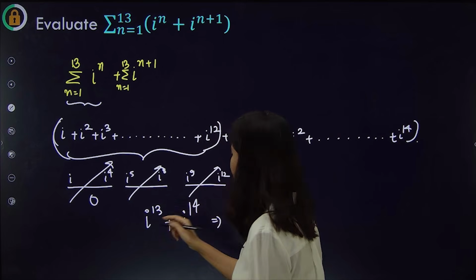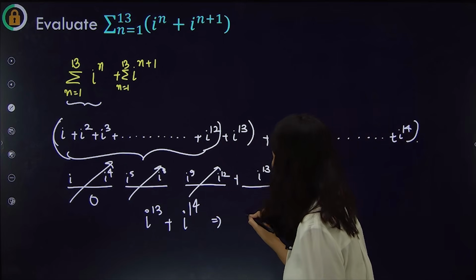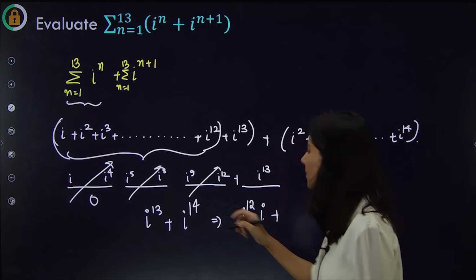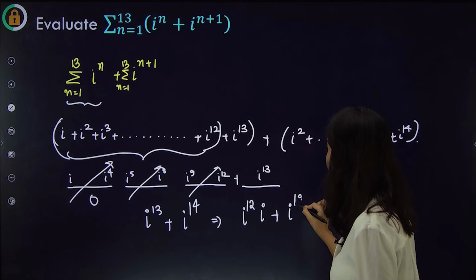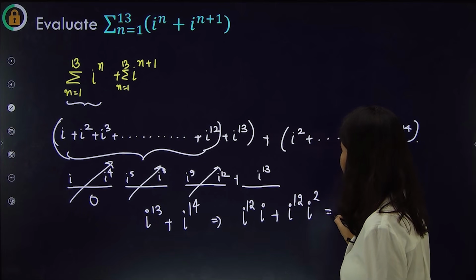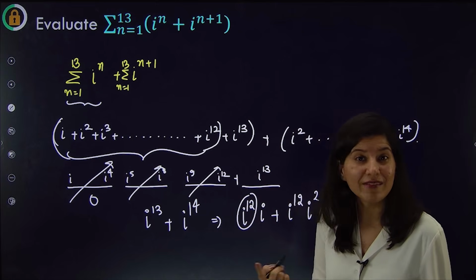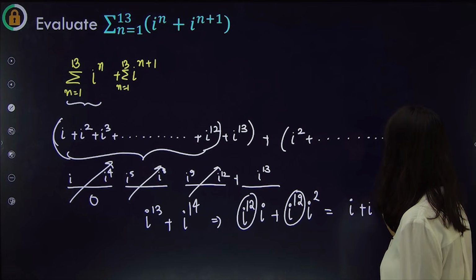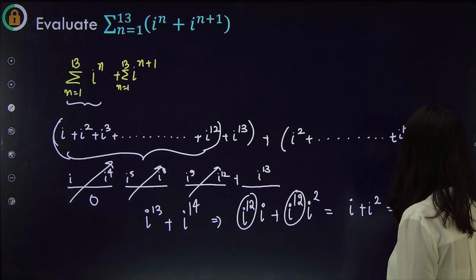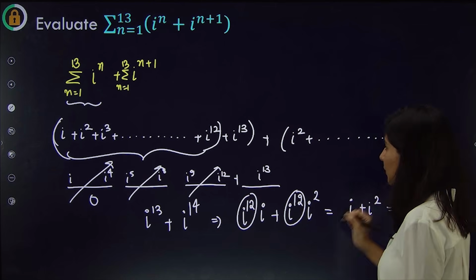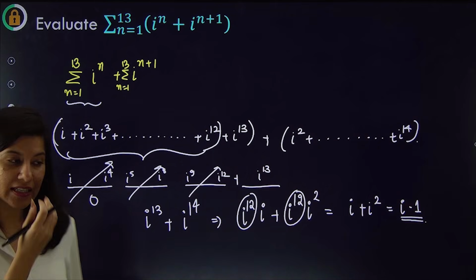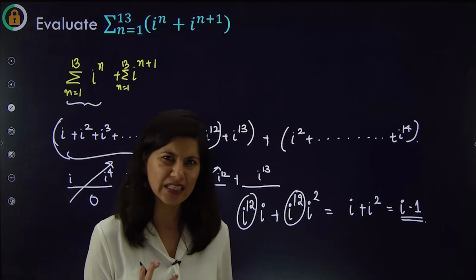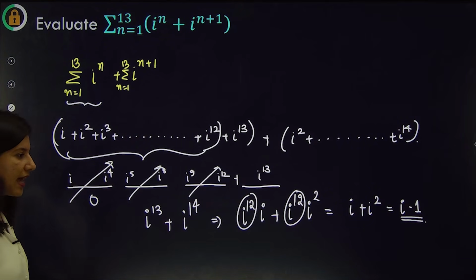Now you know that iota power 13 can be written down as iota power 12 into iota, plus iota power 14 can be written down as again iota power 12 into iota square. Correct? Iota power 12 is 1 because 12 is a multiple of 4. Again, this is also 1. So this is iota plus iota square. So iota minus 1 is absolutely correct. Right? So the final answer of this question is iota minus 1. Basic question on power of iota. Clear? Okay, have a look and let me know.